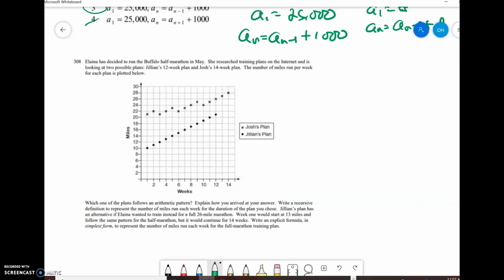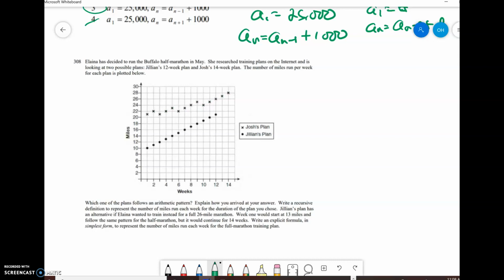Well, if you look here at Josh's plan, he kicks it up a mile on week 2 and then drops it down 1 mile, week 3, and then kicks it up a mile, kicks it up a mile, kicks it down a mile, up a mile, up a mile, up a mile, and then down, and then up a mile, up a mile, up a mile, up a mile. So there's definitely a pattern here, but it's not arithmetic because he's not increasing by the same amount or decreasing by exactly the same amount every single time. It's actually changing. It's doing a combination of increasing and decreasing.